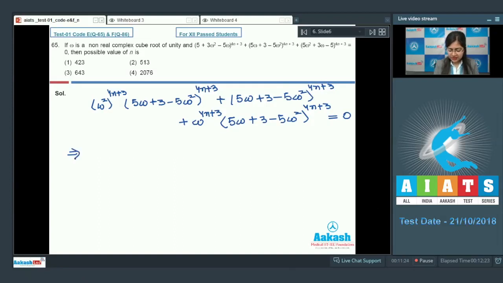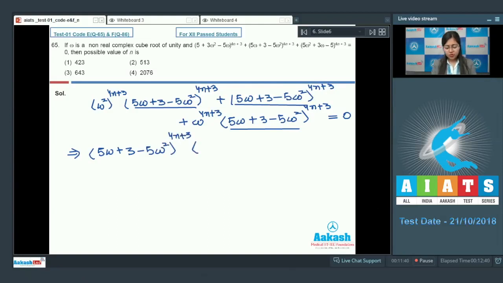Now here we can see that this term is common in all the three terms, so we can write it equal to (5ω + 3 − 5ω²)^(4n+3) into the value of (ω²)^(4n+3), which will be equal to ω^(2n+1), plus, from here we will get ω^n, right? Because the value of ω^(3n+3) is again 1. So this is equal to 0.